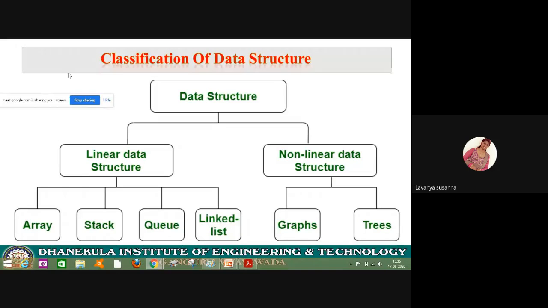See, once again, most of you have answered Q. No, Q is not the answer. Non-linear data structure, see here. This is the basic knowledge you need to get. Once again, non-linear data structure examples are graph and trees. Linear data structure examples are array, stack, queue, and linked list. Okay, listen carefully.